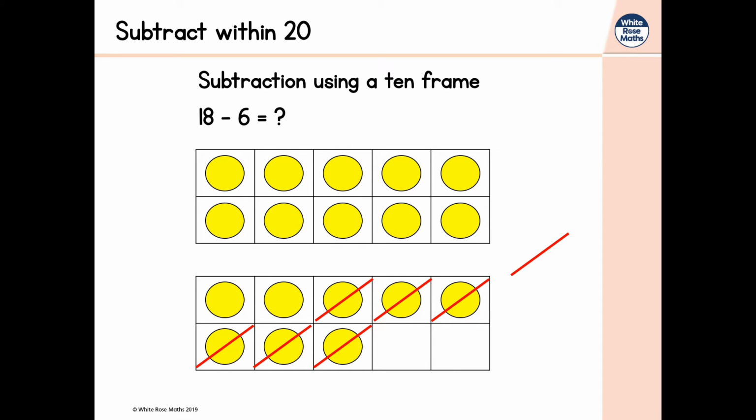And what's my answer? Take a look. Were you thinking 18 subtract 6 equals 12? Exactly. We've still got one full 10 frame with 10 and 2 extra counters on the second one. So 18 subtract 6 equals 12.